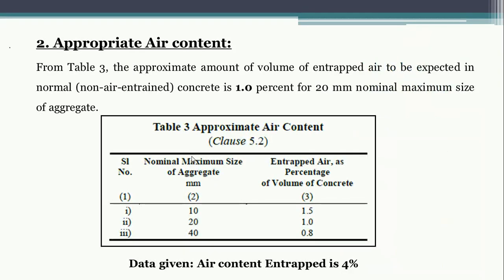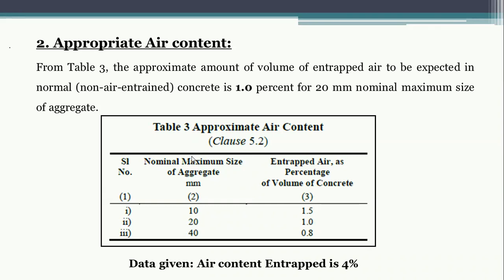Okay. So next, appropriate air content. This is the data I usually give, with the table and explanation. For 20 nominal size, the volume of entrapped air is 1% based on the data given in the code book. But in the question, the data is already specified that the volume of air entrapped is 4%. Okay, you should not take 1% here. You understood, right? If you take 1%, then the mix proportion at the end will be wrong.